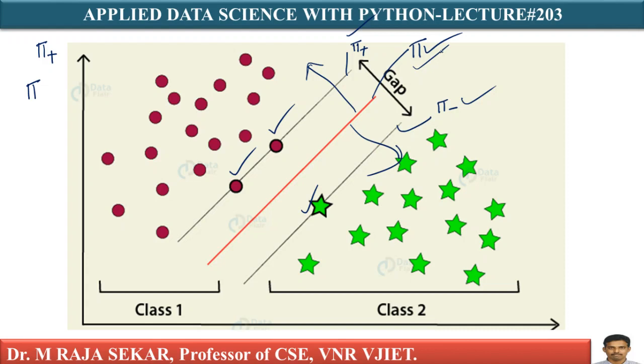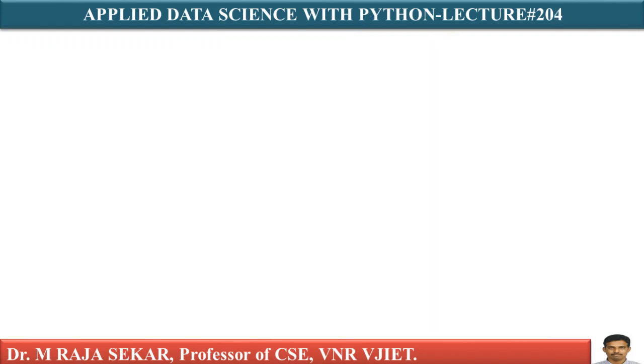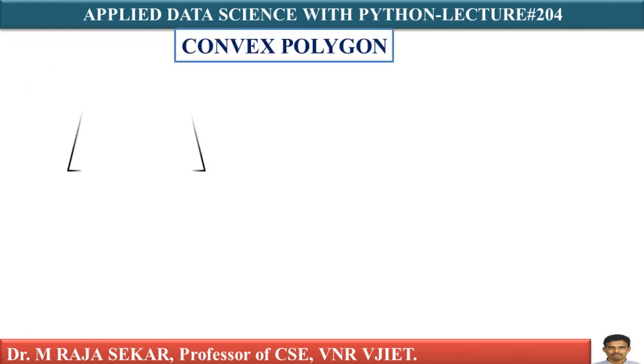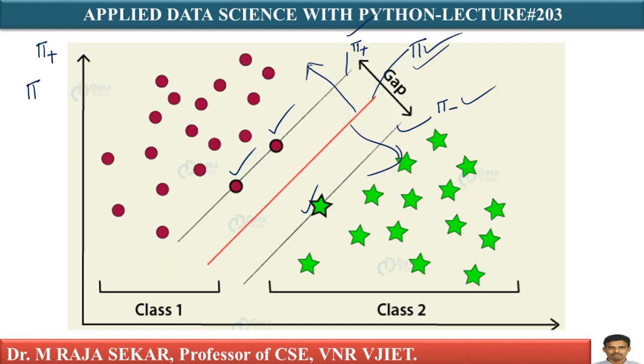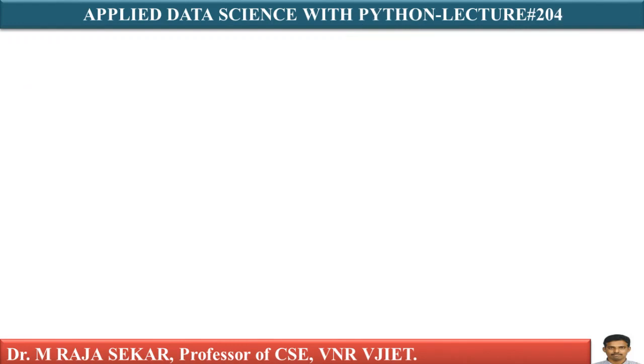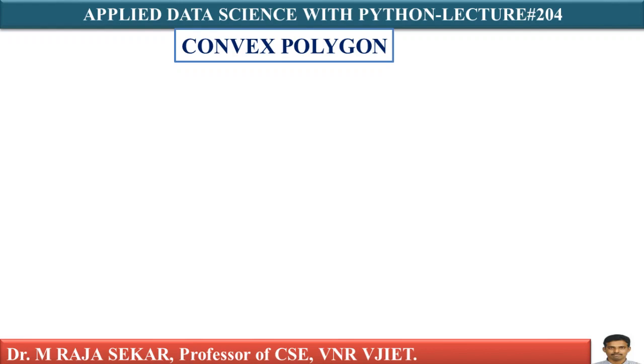There is another very interesting alternative geometrical intuition of support vector machines. Suppose you have a bunch of positive points and a bunch of negative points, and you can find the maximum margin hyperplane pi. First we have to draw something like a convex hull. First we will try to understand what is convex hull. It is a very simple idea.